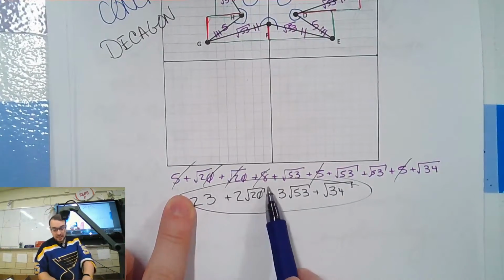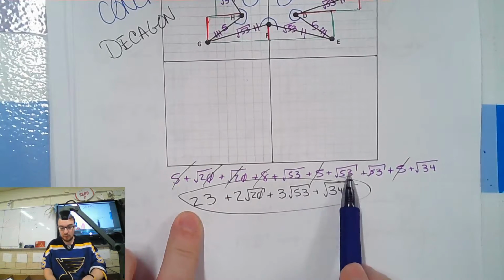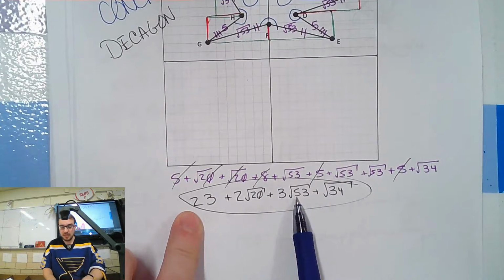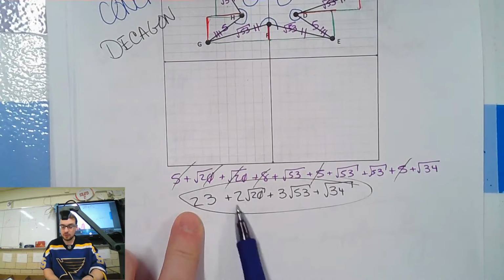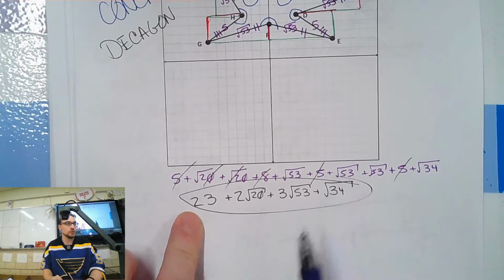When I add them all up, here's what I get. 5 plus 8 plus 5 plus 5 gets me 23. I have 3 root 53s, so I write 3 root 53. I have 2 root 20, so I write 2 root 20. I have 1 root 34 all alone, so I just write 1 root 34.